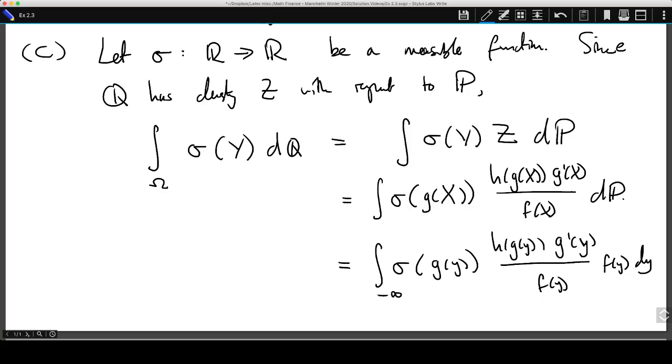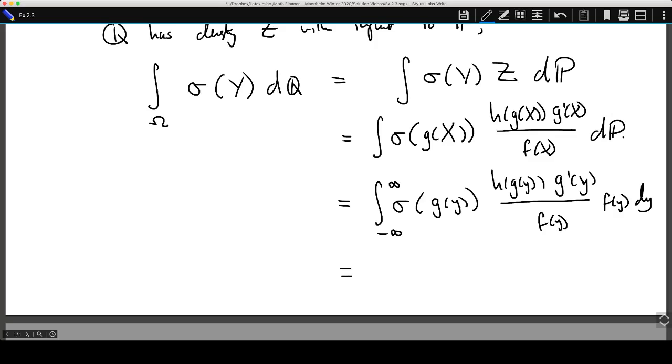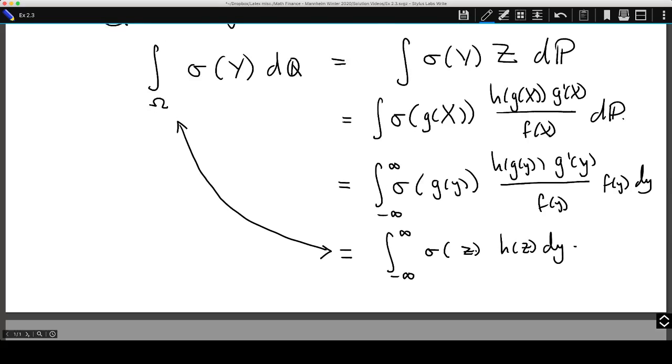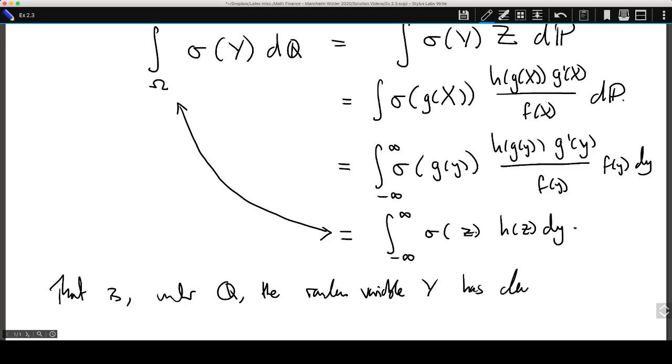Now an integral against the Lebesgue measure. So what was over Omega is now over the real line. Once again, we get cancellation of f. Once again, we could do a substitution as we did before, sorry, not g now because the whole point is we do a substitution. So what we've shown, if we link the left-hand side and the right-hand side, is that for any measurable function sigma, integrating sigma of Y against the probability measure Q is equal to the integral over the real line of sigma multiplied by h against the Lebesgue measure. That is, by definition, under Q, the random variable Y has density h.